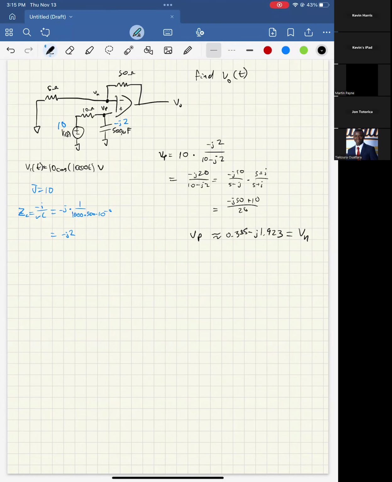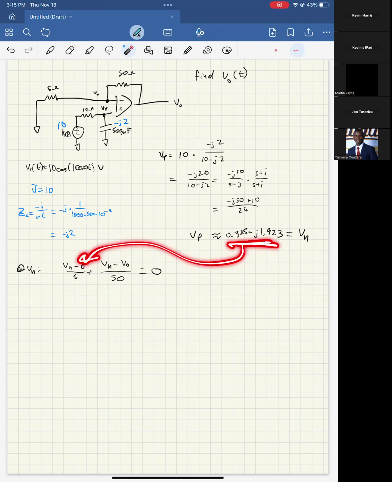Now, at Vn, we do a node equation, and so it's Vn minus 0 over 5 plus Vn minus V out over 50 equals 0. And now this is a scenario where I'm not going to plug in this number immediately because that will make my algebra much harder. I'm going to solve for V out in terms of Vn, and then once I'm done with that, I'll plug in Vn, right?